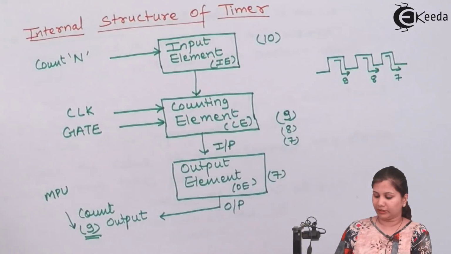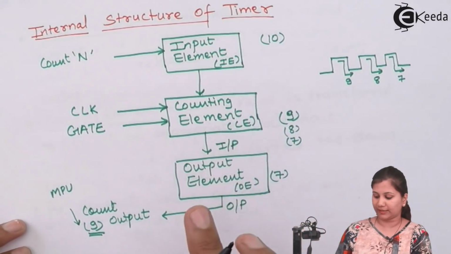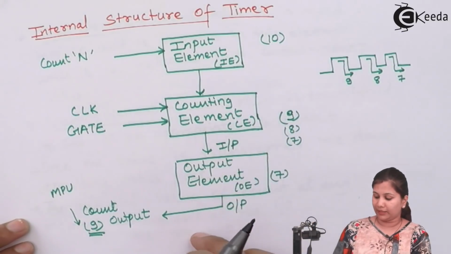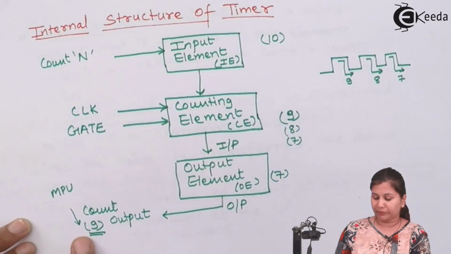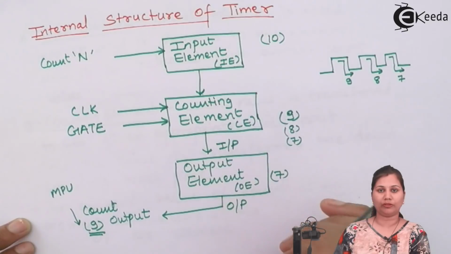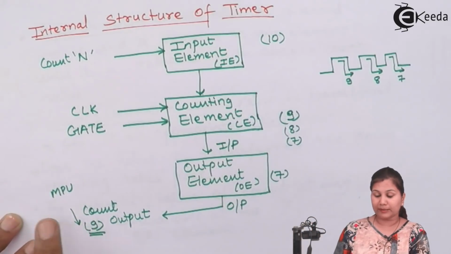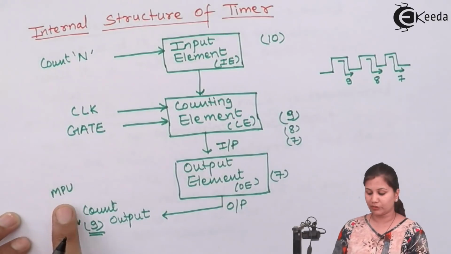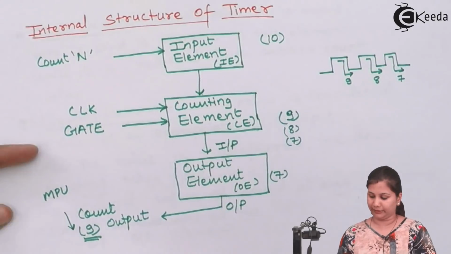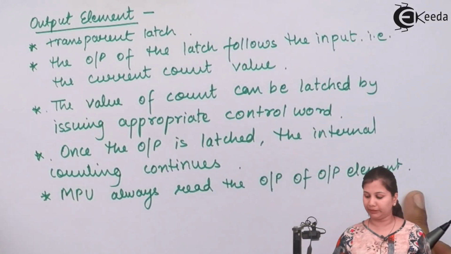Suppose the current value of the count is 9. When we are latching the output of the counter, the output of the output element will become 9, but the internal decrementing of the count will continue. And the microprocessor is always going to read the output of this output element.